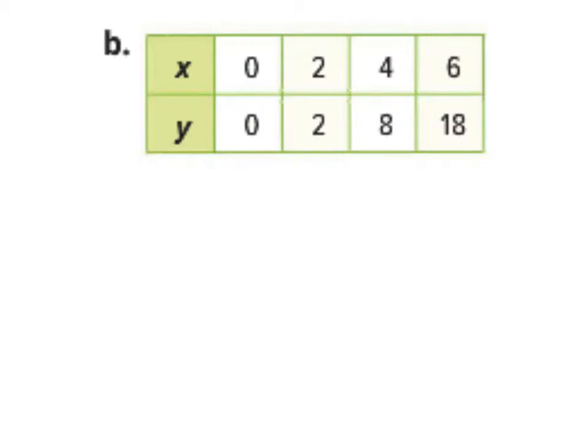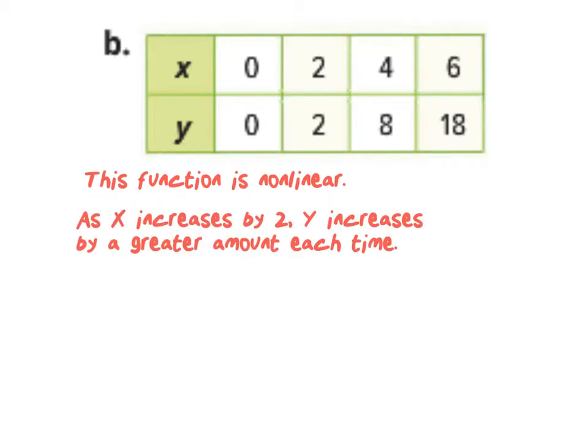So there's really no pattern. First 2, then it increased by 4, and then now it's increasing by 10. I don't really see a pattern. So this function is nonlinear. As x increases by 2, y increases by a greater amount each time. I should add in there a greater unpredictable amount. But really, all we know is that it's a greater amount each time.